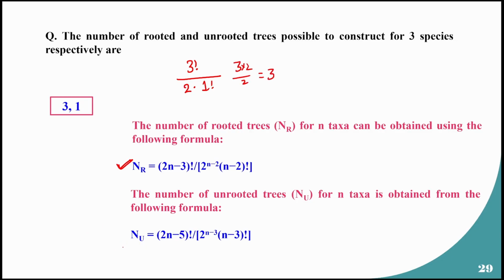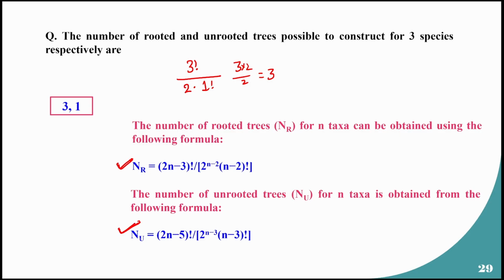Similarly, if you calculate the number of unrooted trees using this formula, you should get a value of 1. So try to remember this formula because that's one important formula for the phylogenetic tree concept. Okay, so there could be numeric questions in your exam.